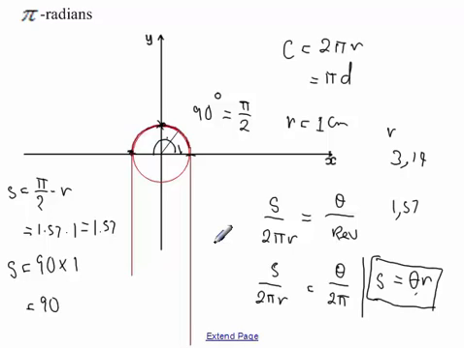So what are we going to use now? We are going to use radians. Now, what we've just seen here is that pi is what you used to call 180 degrees.